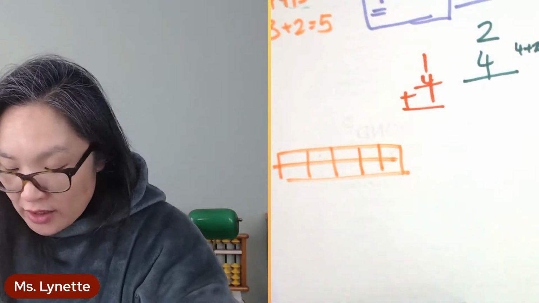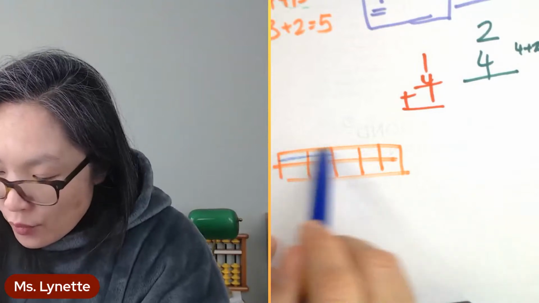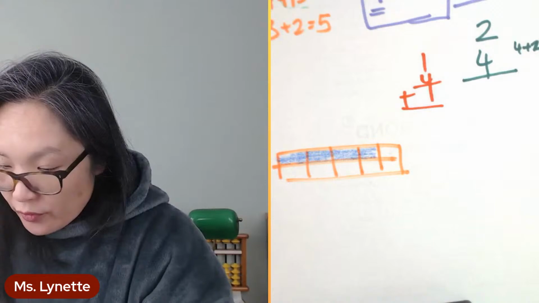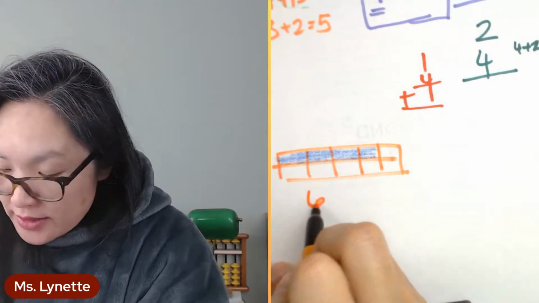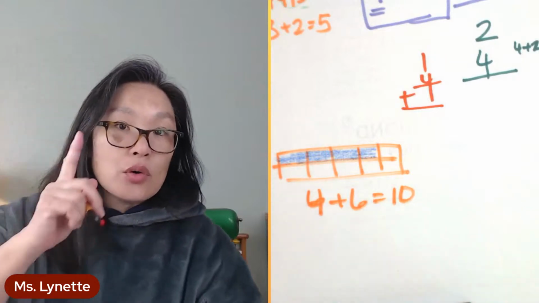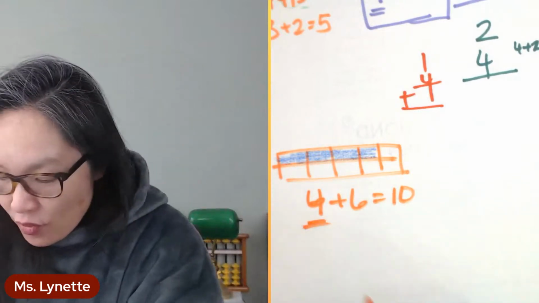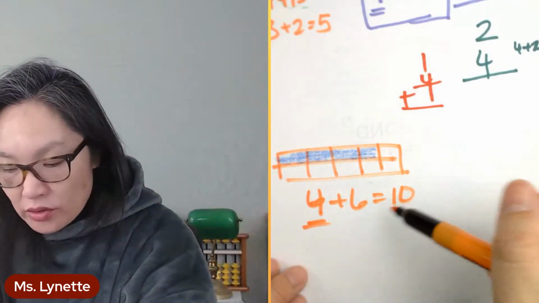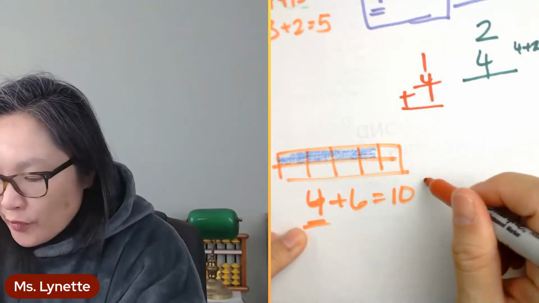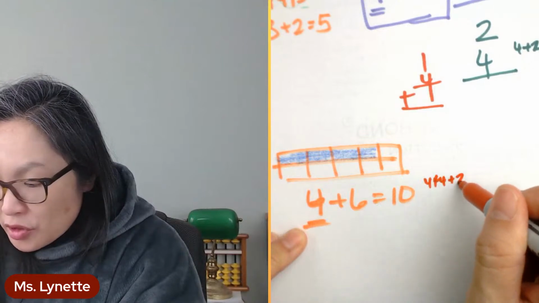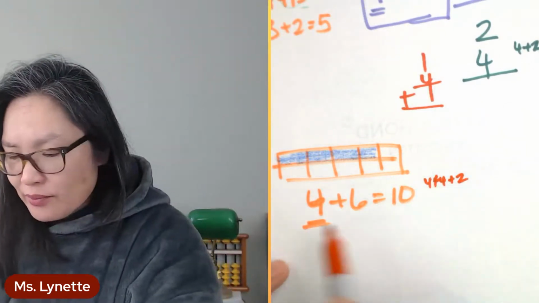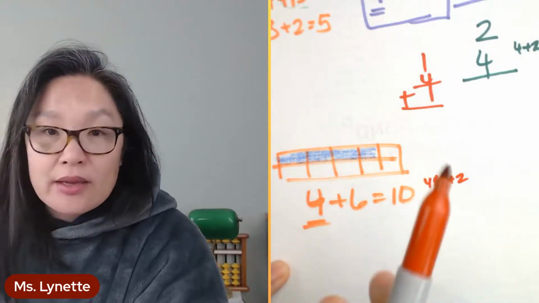And then if I color in 4, what's the partner of 4? The partner of 4 is 6. So when we rewrite it, we have 4 plus 6 is equal to 10. We can learn our doubles, right? We have 4 plus 2. I don't know how they're teaching that, but let's stick with the 10 frame.